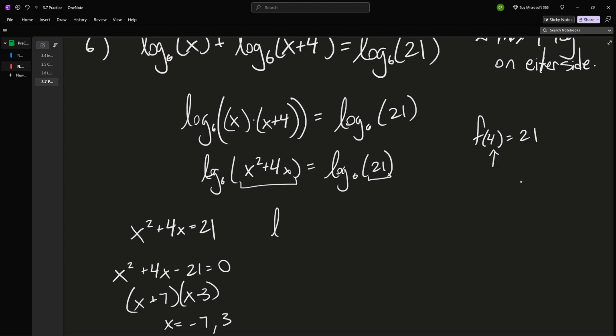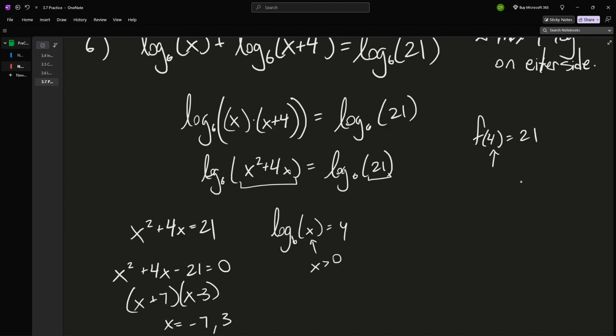Because the argument of a log can never be negative, like we learned before with the domain, x always has to be greater than 0. It cannot even be 0. Actually, no. Yes, I'm right. It can't be 0. It has to be greater than 0.